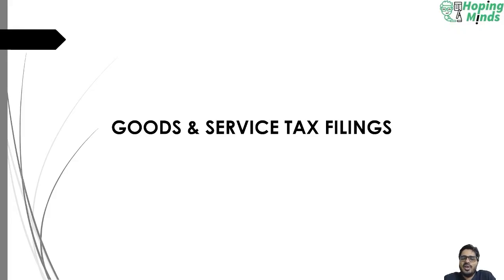Under this module we covered the topic, that is composition scheme. What is composition scheme? Then what are the returns that a composition dealer is required to file, like CMP 08. CMP 08 is the quarterly return for disclosing the quarterly turnover and paying the GST thereon. Then GSTR 4, it is the annual return for composition dealers. They have to file the annual return before 30th June of the next financial year.